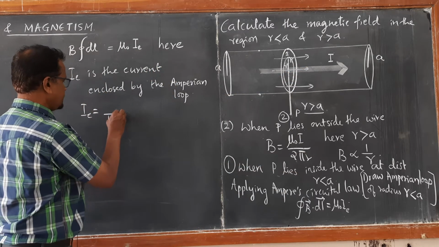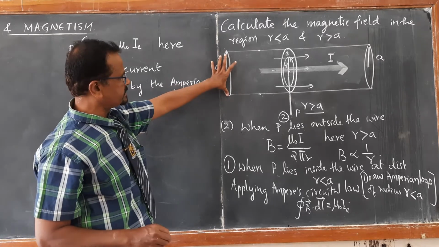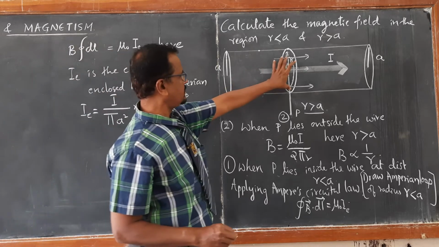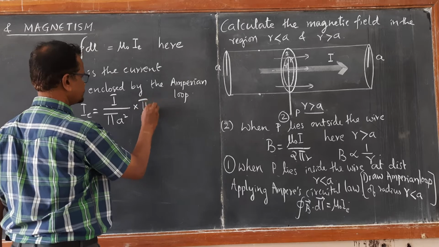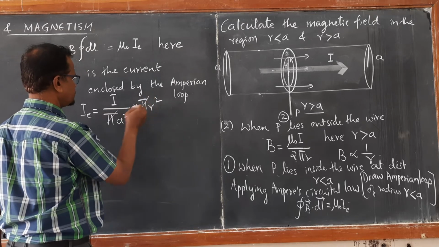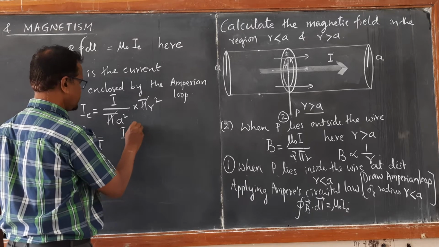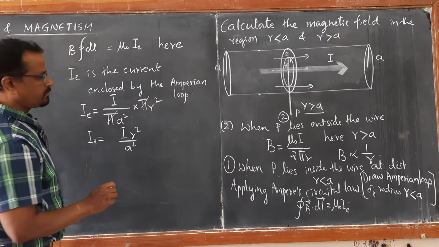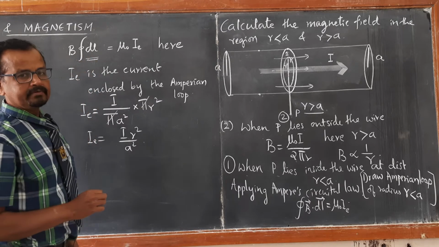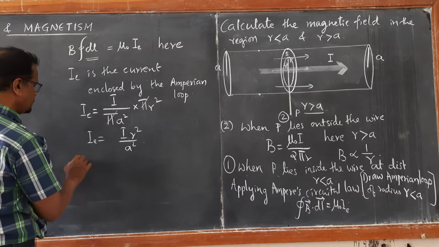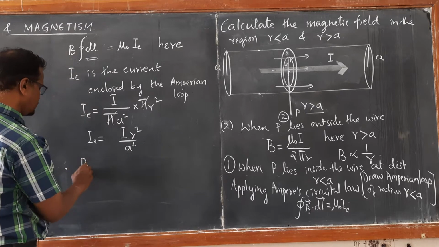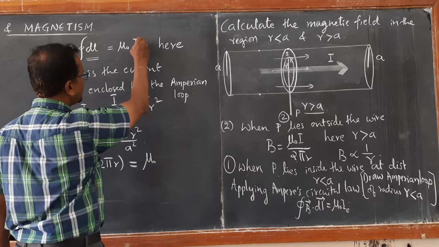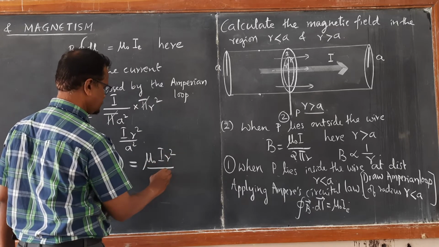So, pi a square, where a is the radius, the entire circular area of the conductor carries current I, whereas the current carried by this one, pi r square, is what we want. So, pi cancels, you are left with I r square upon a square. This is the current enclosed. This I have to substitute in the above equation. So, integral of dl gives you 2 pi r. Therefore, the above equation becomes B into 2 pi r equal to mu naught times IE, which is I r square upon a square.